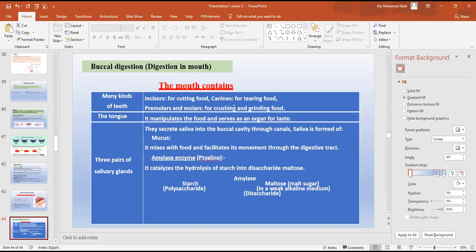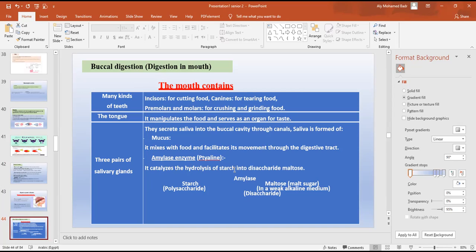The tongue manipulates the food and mixes it with the saliva, which is secreted from the salivary glands. What are the salivary glands? There are three pairs of salivary glands under our tongue. They secrete saliva into the buccal cavity, the mouth cavity, through canals. Saliva is formed of mucus and amylase enzyme. This enzyme, called ptyalin, catalyzes the hydrolysis of starch.